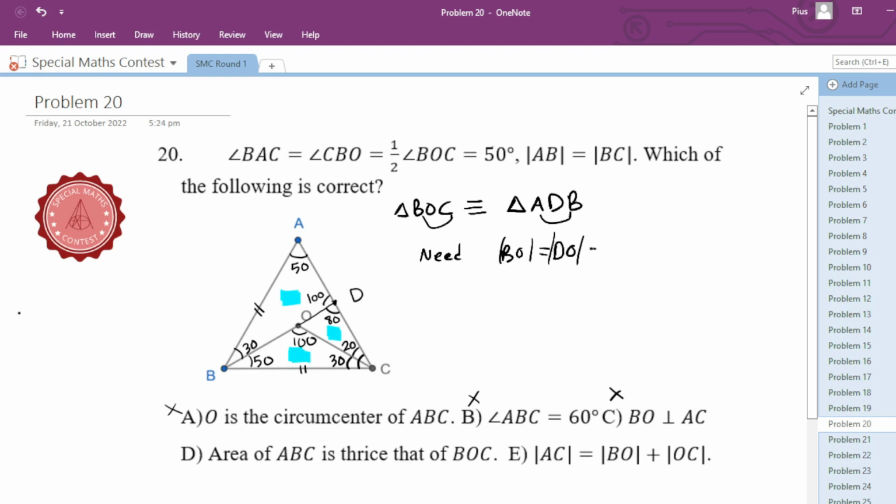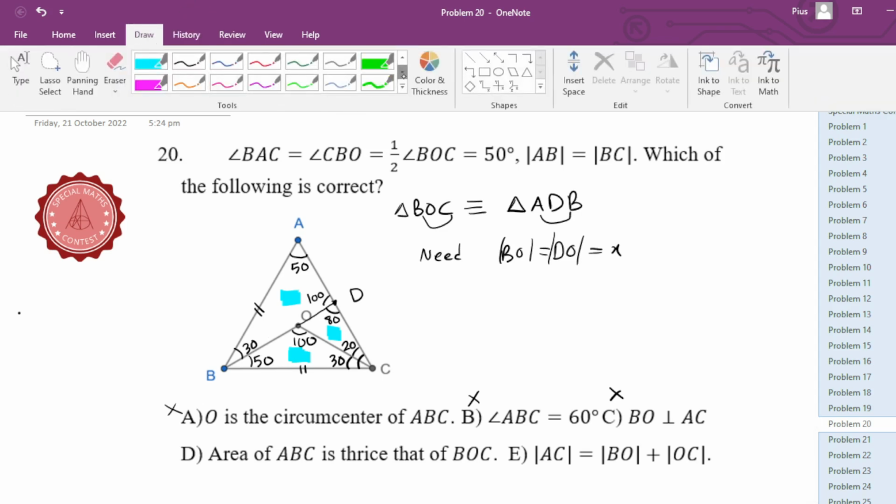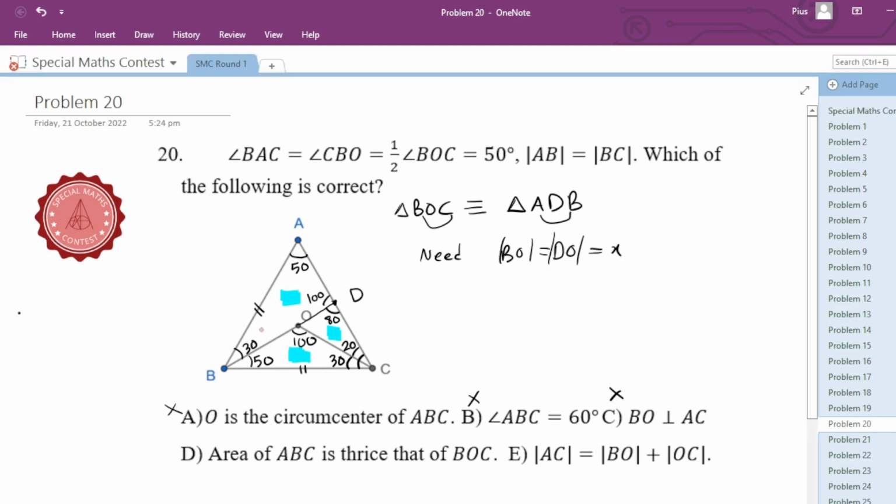Let's call this length x. So here we'll have x, and x here as well. From that, we see that BD itself is 2x, and from this length we can get the corresponding length in the other congruent triangle, which is OC. So OC will have to be 2x.